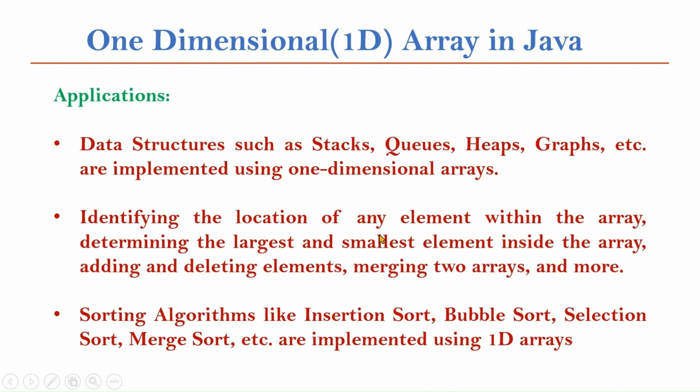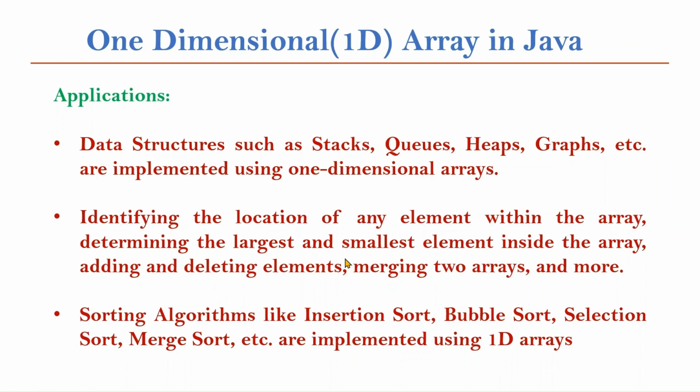Now what are the applications? Where do we use this one-dimensional array? We have data structures such as stacks, queues, heaps, graphs, etc. There we use one-dimensional arrays. Then identifying the location of any element within the array, or determining the largest and smallest element inside the array. Adding and deleting elements or merging two arrays. Sorting algorithms like insertion sort, bubble sort, selection sort, merge sort, etc. are also implemented using a 1D array.